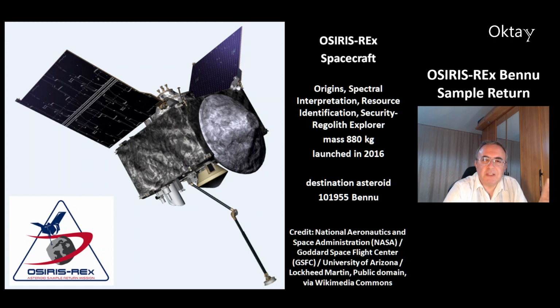This is a picture of the OSIRIS-REx spacecraft. That's the Origins, Spectral Interpretation, Resource Identification, Security, Regolith Explorer. The spacecraft has a mass of 880 kilograms. It was launched in 2016. Its destination was asteroid 101955 Bennu.